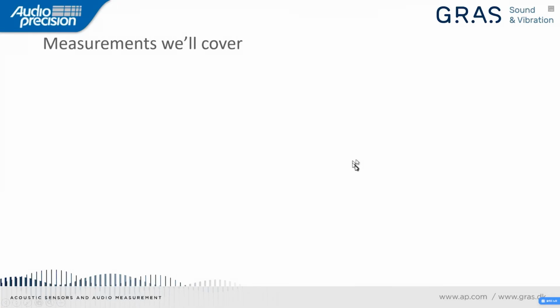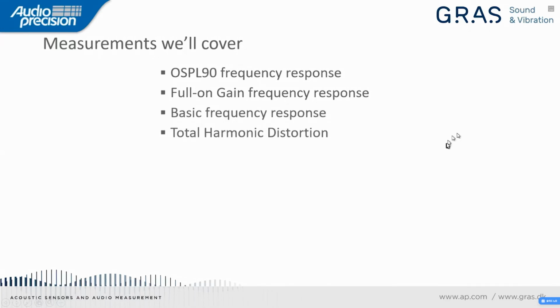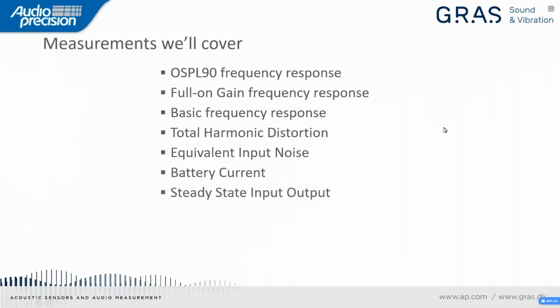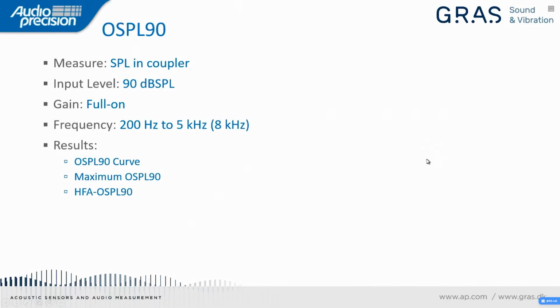Now, some of the measurements we're going to cover today, I'll go through these in detail in the subsequent slides, but I'm just going to mention them for now. So we have the OSPL 90 frequency response, the full-on gain frequency response, the basic frequency response, total harmonic distortion, equivalent input noise, the battery current, the steady state input-output, attack and release, intermodulation distortion, and the SPL-IV curve. And as I mentioned, I'll explain all of these in subsequent slides. So first, the OSPL 90.